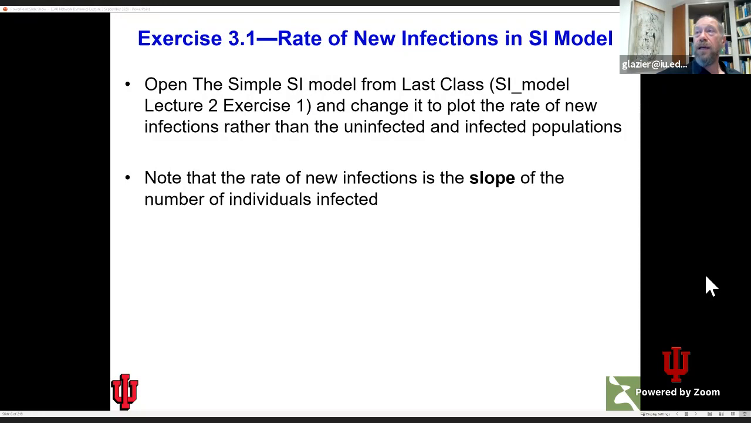All right. And so I would like to start out by just going back to that very, very simple model that we did before, that SI model lecture 2 exercise 1, and I want to not plot the total number of people infected, but I want to plot the rate of new infections. And it's worth saying that the rate of new infections is the slope of the number of people infected. Okay.